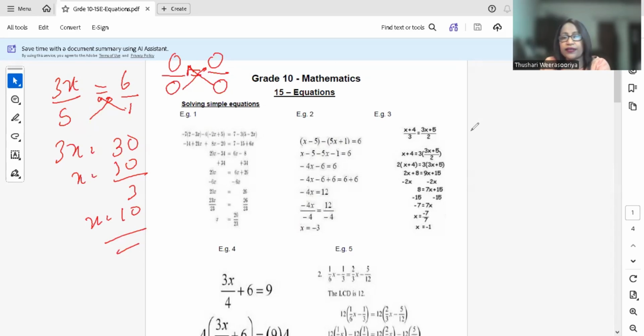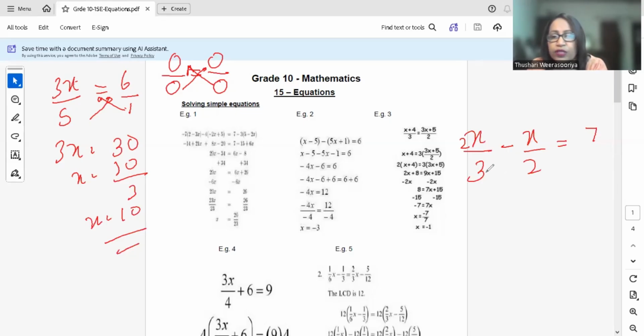Now, sometimes you get equations with three fractions or more than two fractions. We'll say 2x over 3 minus x over 2 equals 7. Now you have to remove the denominators. A lot of methods are there, right? When you take one sum, a lot of methods are there. I teach you the easy method. When you have more than two fractions, you take all the denominators, 3, 2. Actually there is a denominator 1 also, we don't take it.